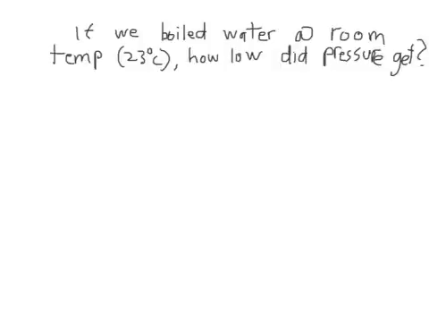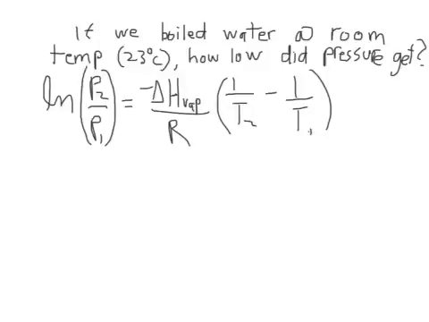Okay, so here's our problem. We're figuring out, if we did an experiment where we put room temperature water in a vacuum and reduced the pressure until it boiled, what was the pressure when it boiled? To do this we have to use the Clausius-Clapeyron equation again. And there it is, at least the form that we're going to use.